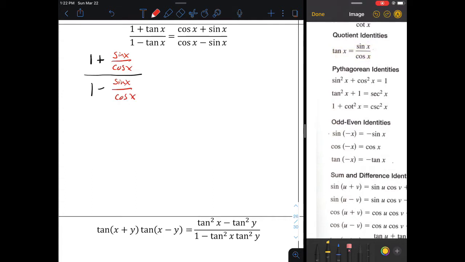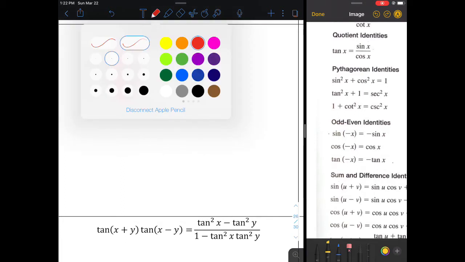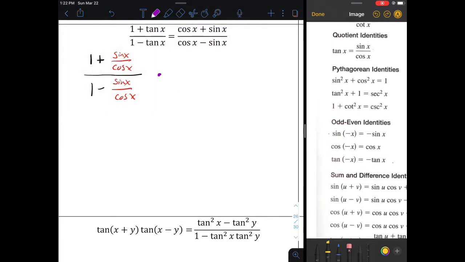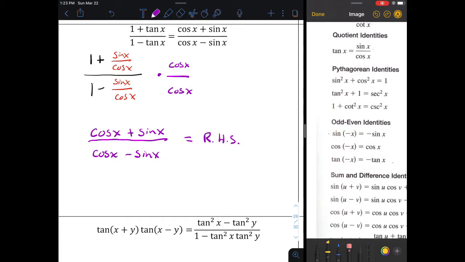Now, from here, what we're going to do is we don't want to have that complex fraction. So I'm going to multiply to get rid of the denominator of cosine everywhere. So I'm going to multiply both the numerator and the denominator by cosine of x. In doing so, and I distribute that cosine x, that makes my numerator become cosine of x plus sine x divided by cosine of x minus sine of x, which subsequently is my right-hand side. So proof completed.